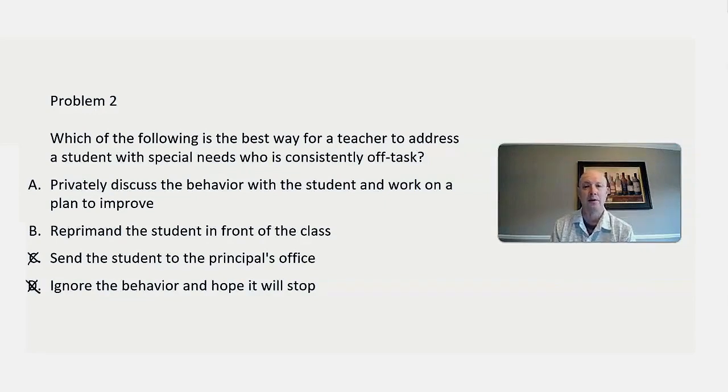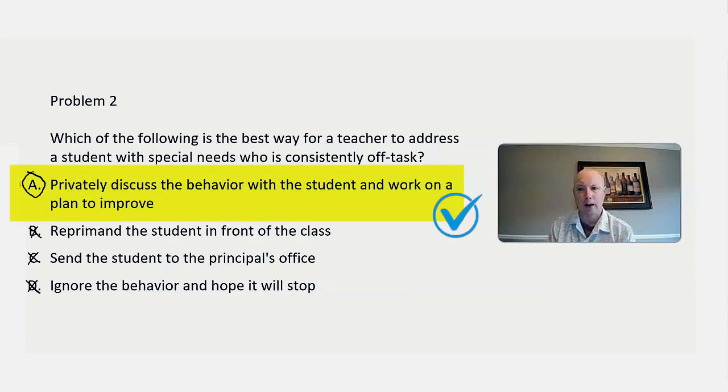Choice B, reprimand the student in front of the class, is just going to lead to embarrassment and it's going to hurt your connection and relationship with that student. So I'm going to eliminate choice B. And choice A, privately discuss the behavior with the student and work on a plan to improve, would be the best answer here. You are going to create a better relationship with that student by talking in private and not embarrassing them in front of their peers. So choice A would be the correct answer.